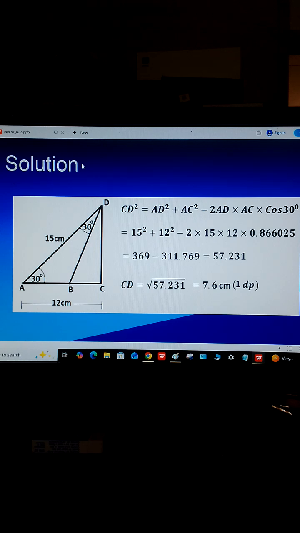So that's how we solve triangles using the cosine rule, in which we have two sides given and an included angle, or two angles and one side.